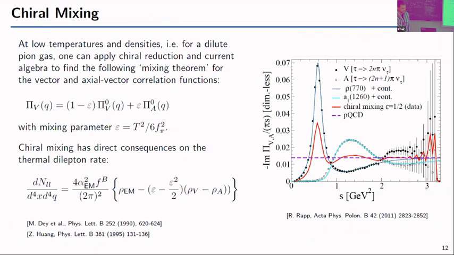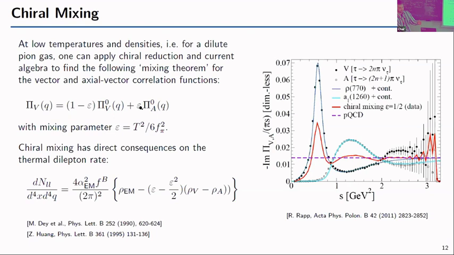So at low temperatures and densities, that means for a dilute pion gas, basically, you can apply chiral reduction and current algebra to find this mixing theorem here, where epsilon is proportional to the temperature squared. And you can then increase the temperature and see that, for example, the vector correlator immediately gets some contribution from the axial vector correlator. And if you play this game to its full extent, of course, then the formula breaks down, but you can in principle here set epsilon to 1/2, so complete mixing.